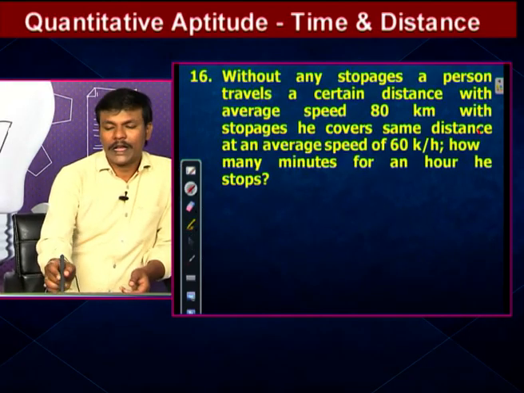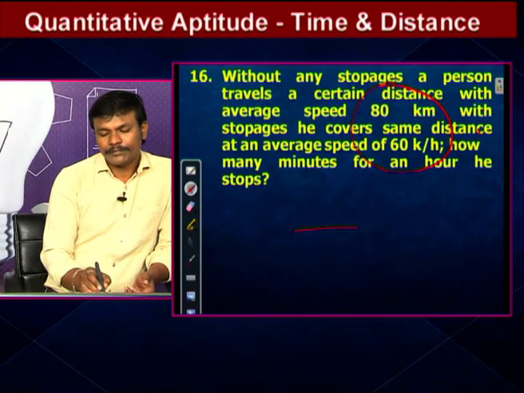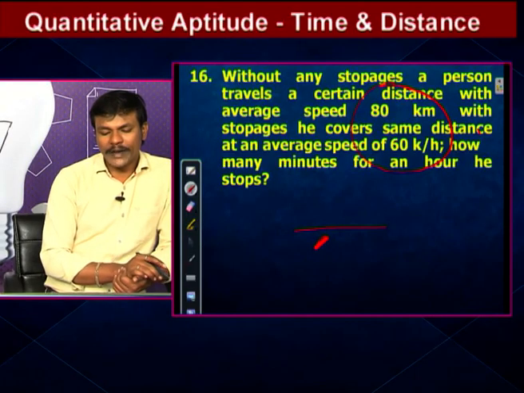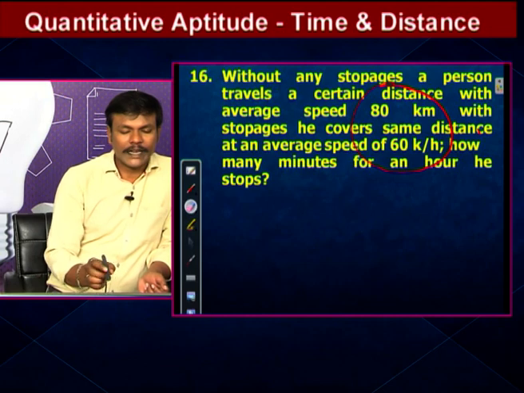Simple. For 80 km per hour, it means he completes 80 kilometers.